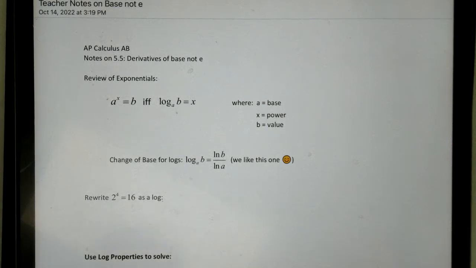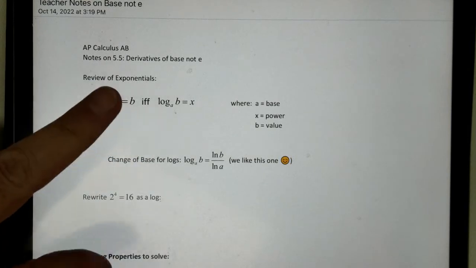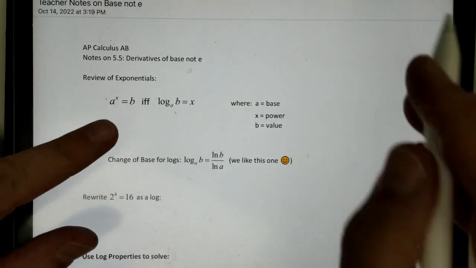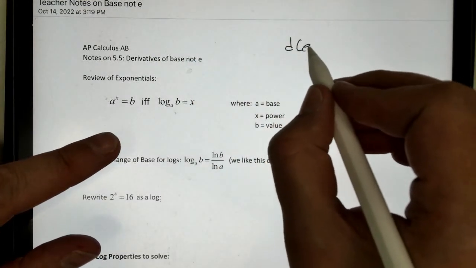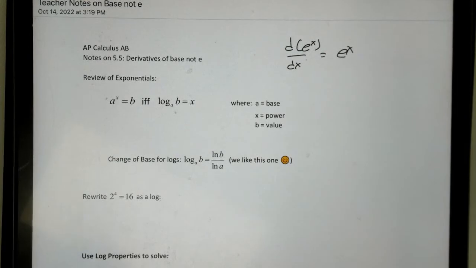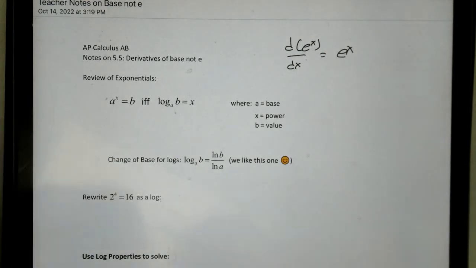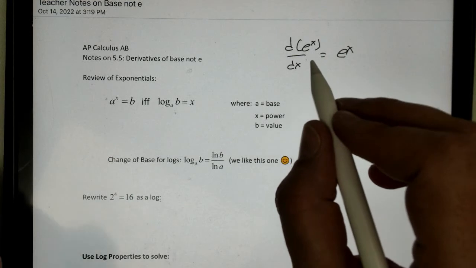Hello, welcome back. Today we are going to be taking a look at the derivative when the base is not e. Now you might recall yesterday in our video we said that to take the derivative of e to the x, we're just going to get e to the x back. There is a little bit more to this derivative. We're not ready to prove it just yet. We'll talk about that later on.